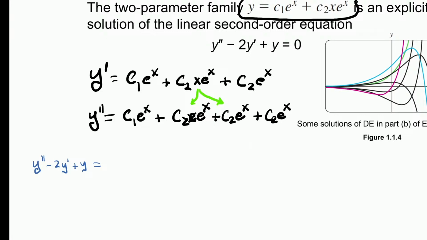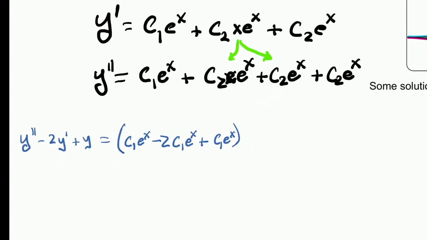So you have y double prime, which is C1 e to the x, 2 times y prime, C1 e to the x, and then y, which is just C1 e to the x. So you could have written down all of this, then 2 times all of this, then all of this, and then collected like terms after doing that. I'm just collecting them ahead of time. So that's the C1 stuff, and you'll notice that all of that is 0, isn't it? It all cancels. So that's all 0.